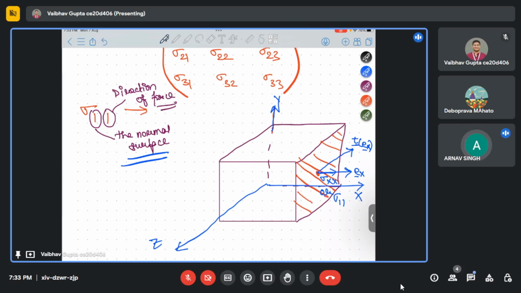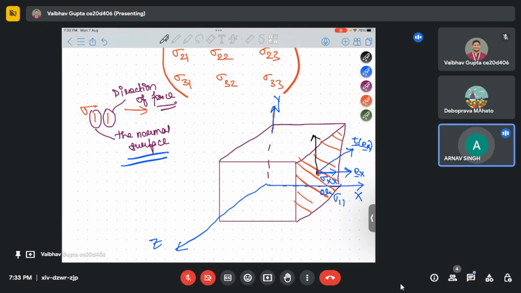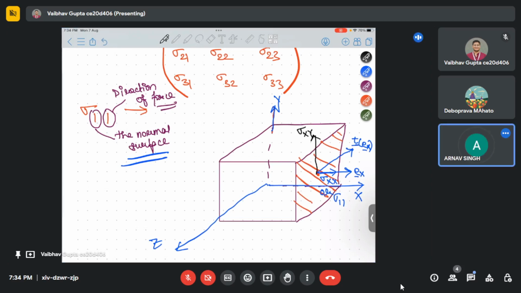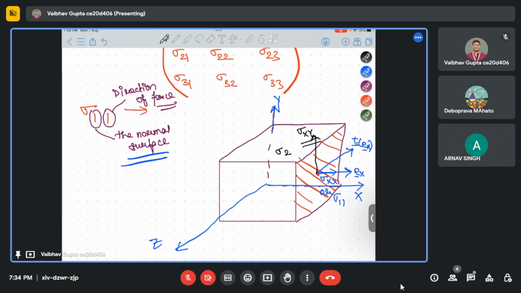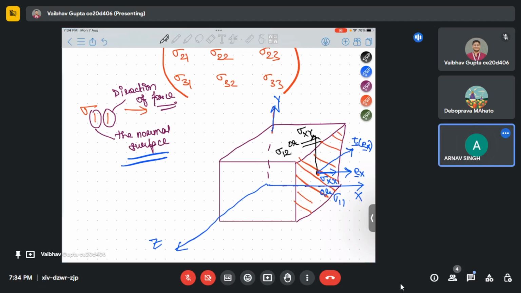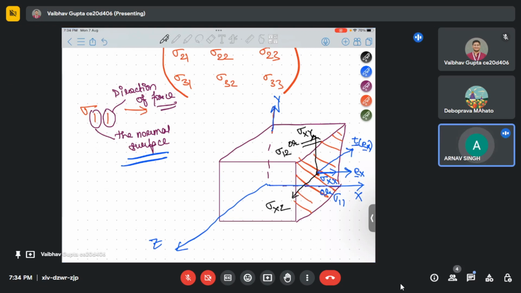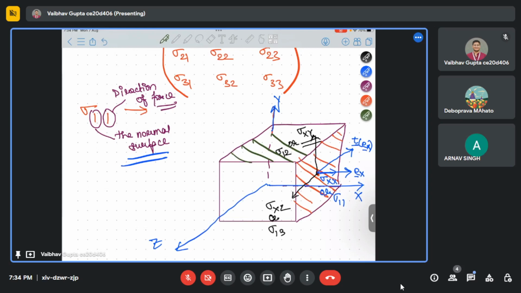Now I say this one here. What will you say? Our plane is the x plane, and the direction of force is the Y direction. So x is the normal to the surface and the direction of force is Y. So we'll write sigma xy or sigma 12. Similarly here, it is sigma xz or sigma 13.